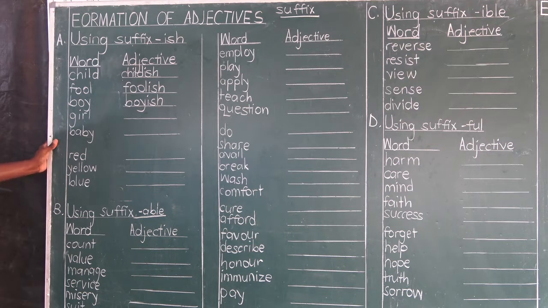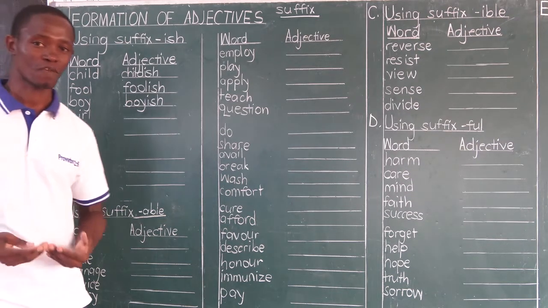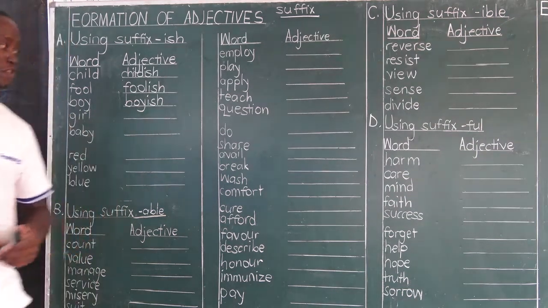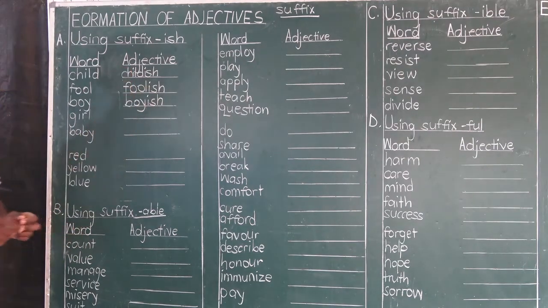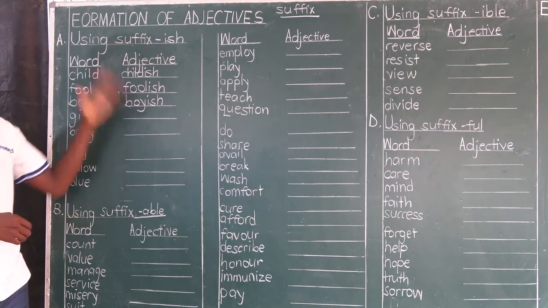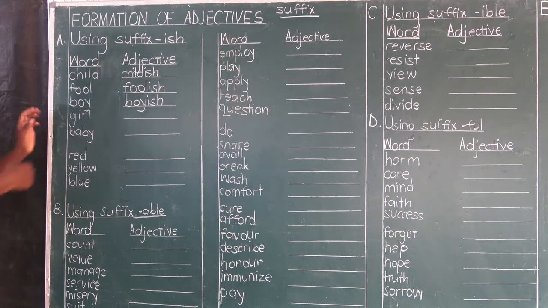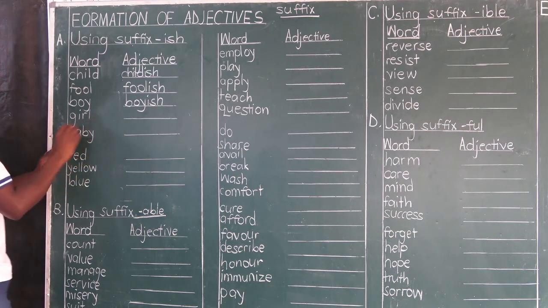Boyish. If you have boyish behavior, you have that behavior expected of a boy. In other words, you behave like a boy. That's when we can describe you as a boyish person. You may be an adult, but you're behaving like a boy. We say, stop that boyish behavior. Boyish. Typical of a boy.